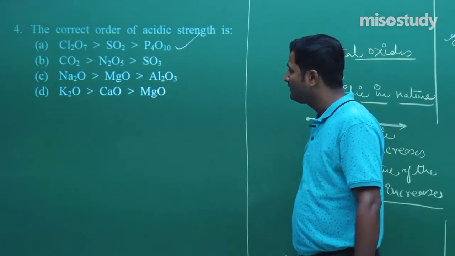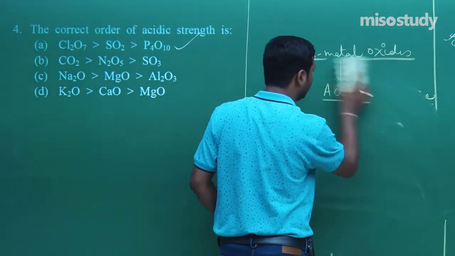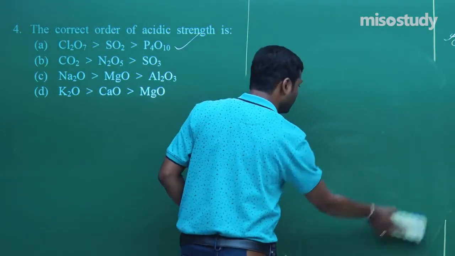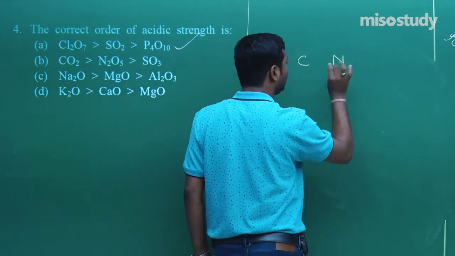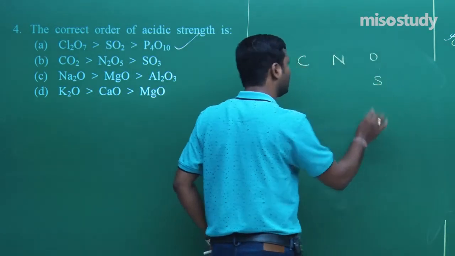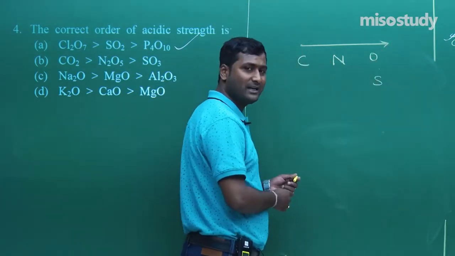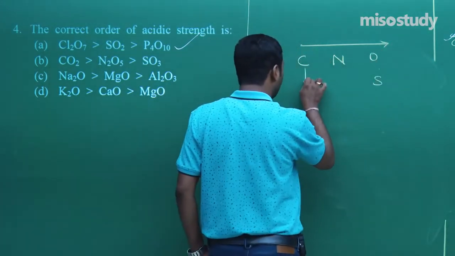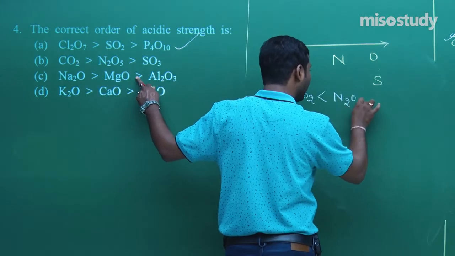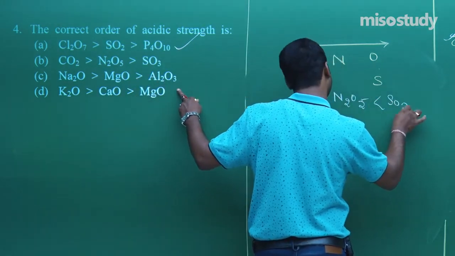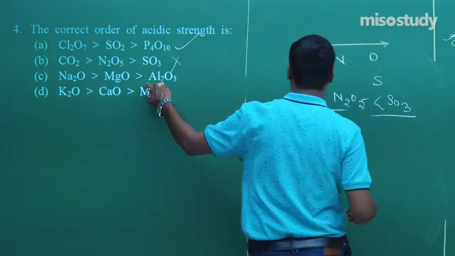Now check out the second one. I am going to rub this part, friend. Wait for a moment. If I talk about the second option, what is given here? That is carbon, nitrogen. Clear to you? Then oxygen. Here comes sulphur. As we know, if we move along the period, the acidic nature of the oxide increases. So CO2 has less acidic character than nitrogen oxide and then sulfur oxide. So this is the actual order, but here it is wrong. Clear to you?